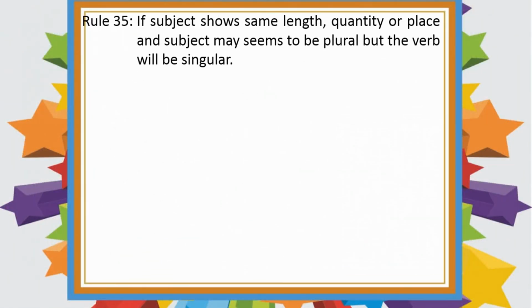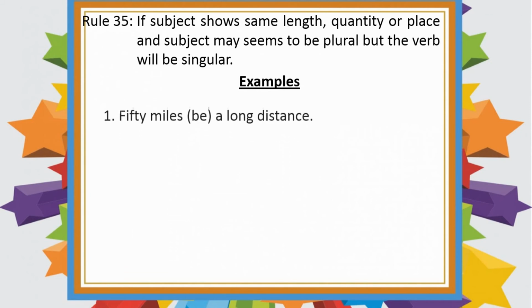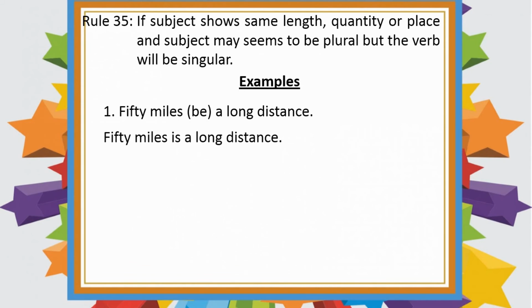Okay, so the next rule. If the subject shows same length, same quantity or same place, the subject may seem to be plural here, but the verb will be singular. Let's have the example. Okay, 50 miles. It seems to be plural, but it's same length. So the verb will be singular here. 50 miles is a long distance.